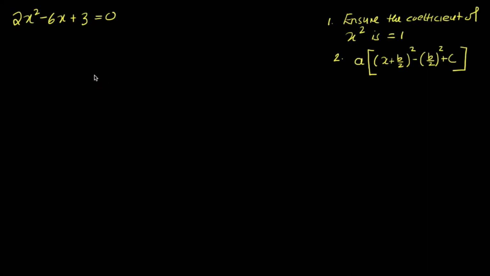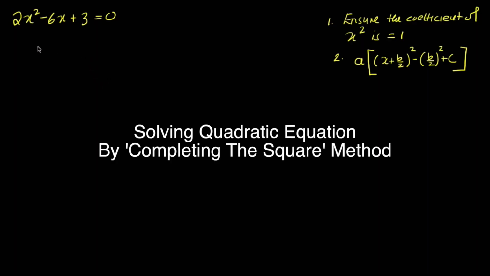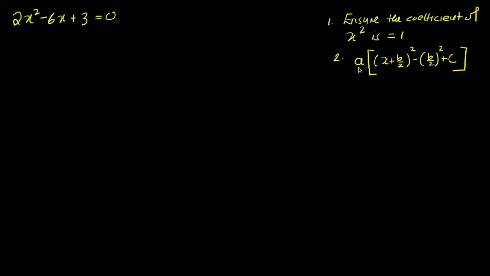First of all, what do you realize about the quadratic equation? The coefficient of x squared is above 1. So at this moment, we need to ensure first of all that the coefficient of x squared is equal to 1. Since our value for a is greater than 1, in this case 2, we can do that by taking the factor 2 outside of a big bracket.